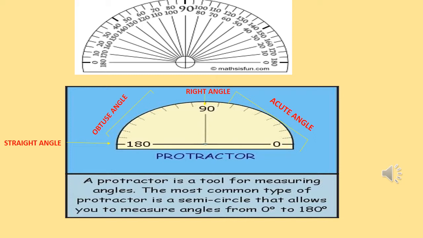The most common type of protractor is a semicircle that allows you to measure angles from 0 degrees to 180 degrees. The angles that lie in this part are called acute angles. This part in the center, at 90 degrees, is the right angle. This 90-degree angle is called a right angle. After that, angles of more than 90 degrees but less than 180 degrees are the obtuse angles. The straight angle is 180 degrees.